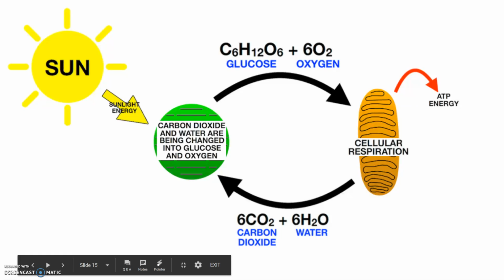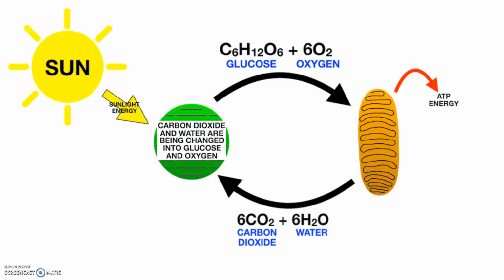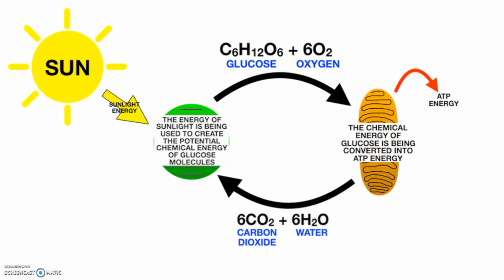So, inside the chloroplast, carbon dioxide and water are being changed into glucose and oxygen. And inside the mitochondria, glucose and oxygen are being changed into carbon dioxide and water. Also, inside the chloroplast, the energy of sunlight is being used to create the potential chemical energy of glucose molecules. And inside the mitochondrion, the chemical energy of glucose is being converted into ATP energy.